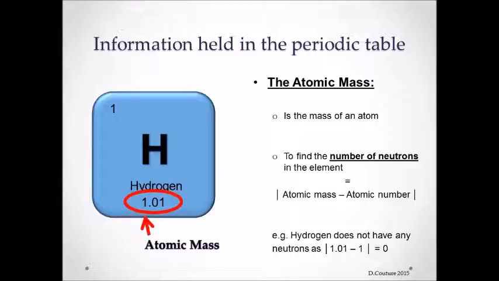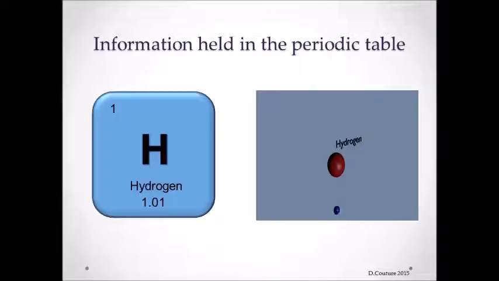Let's go back to that animation. Here we can clearly still see that one proton in the center, that one electron zooming around, but we can also see there are no other particles in the center because there are no neutrons. Hydrogen is the only element that does not have any neutrons.